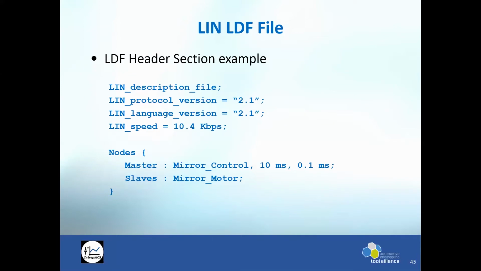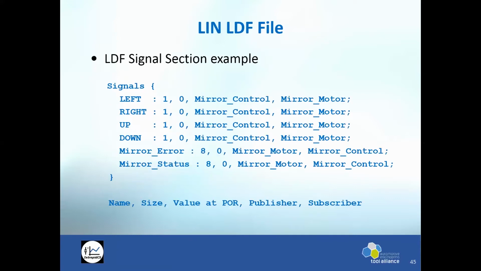And then here's an example of the nodes being defined. You have a master labeled mirror control, and then the slave labeled mirror motor. And then you have signals within the messages, and they can be one-bit signals, 8-bit signals, 16-bit signals, and so forth. And then there's the value at power on, reset, and then who's the publisher and who's the subscriber.